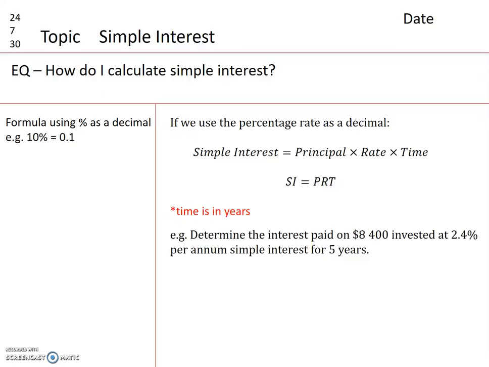Okay, example: determine the interest paid on $8,400 invested at 2.4% per annum, simple interest, for 5 years. Per annum means per year.